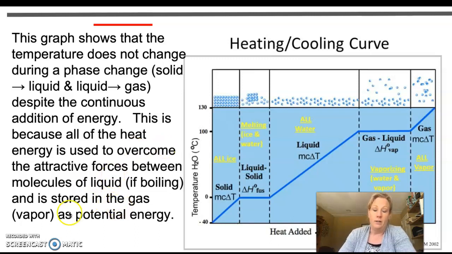So while this is happening, the temperature doesn't increase, but the energy is changing, and the potential energy of the gas, for example, is much higher than the potential energy of the liquid.